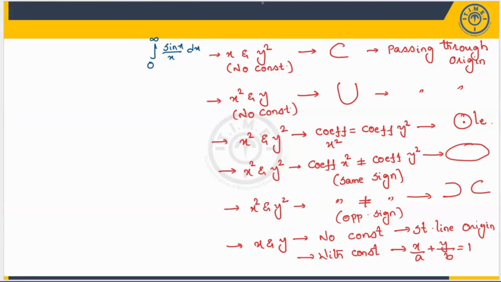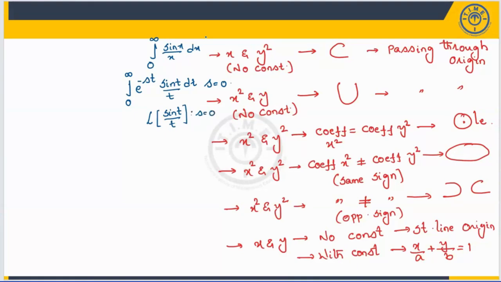We'll make use of the Laplace transform. Now, what is the Laplace transform? Okay, so we'll write it as the integral from 0 to infinity of e to the power minus st times sin t by t dt, where the value of s is equal to 0. So this is L of sin t by t, where the value of s is equal to 0.